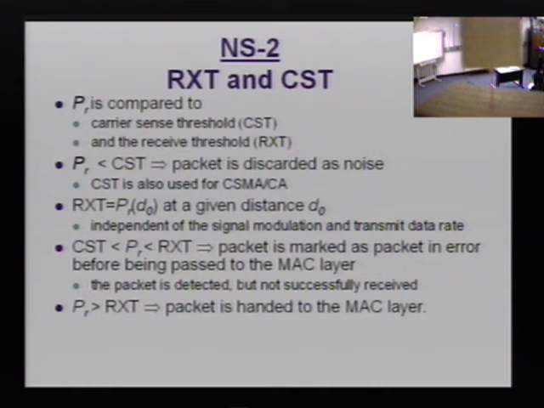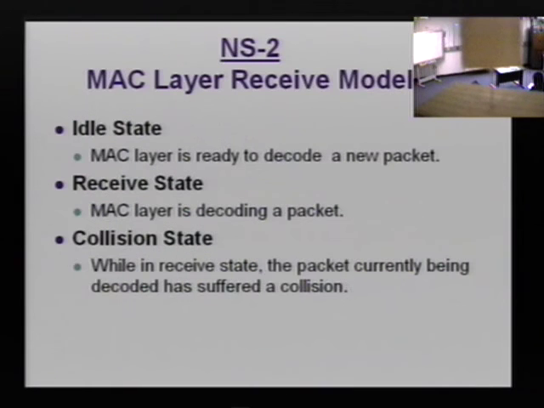Receive power is actually the receive power from a given distance D0, and D0 is the transmit range of the nodes. It's independent of the signal modulation and transmit data rate. If this power is higher than the carrier sensing threshold but lower than the receive threshold, it's sensed, but since it's lower than the receive threshold, it's out of communication range, so it's discarded. If it's higher than the receive threshold, then it's handed to the MAC layer.